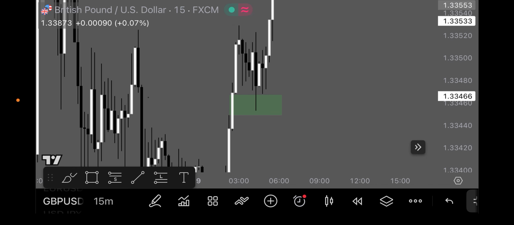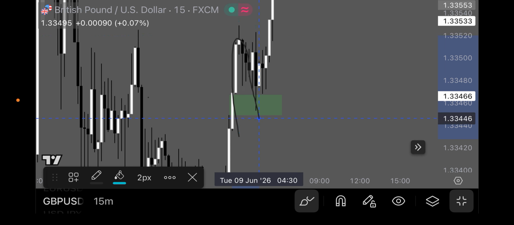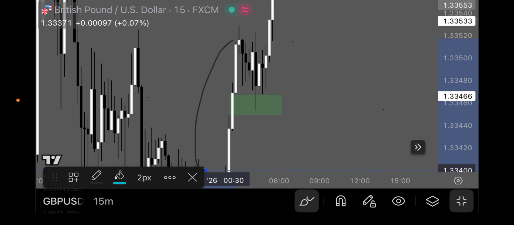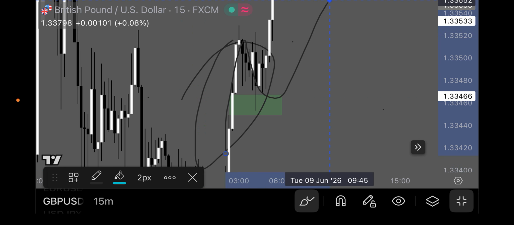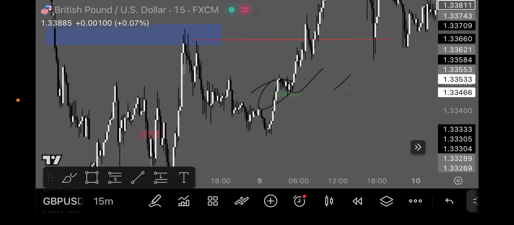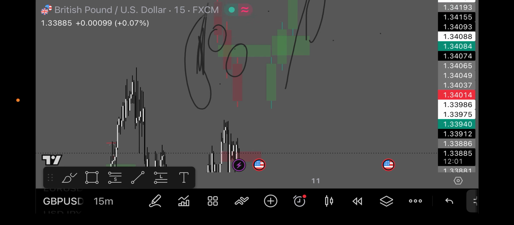You can see the market is respecting it. You can see it clearly. The market is respecting the gap between these three candlesticks, like this. You can see the whole view. The market is respecting it. So that is what I think you need to know about fair value gaps.